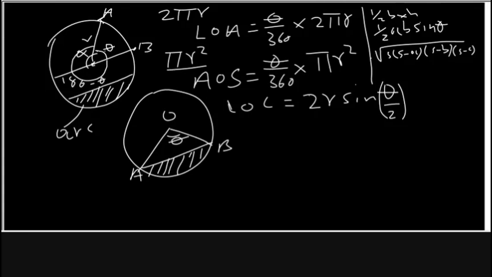Remember, I've mentioned that S is the semi-perimeter. Semi-perimeter is A plus B plus C divided by 2. After we get the semi-perimeter, we can use it in the formula, the square root of S into S minus A into S minus B into S minus C, to get the area of the triangle. Very, very important. So now in this question, which of these are we going to utilize to find the area of the triangle?